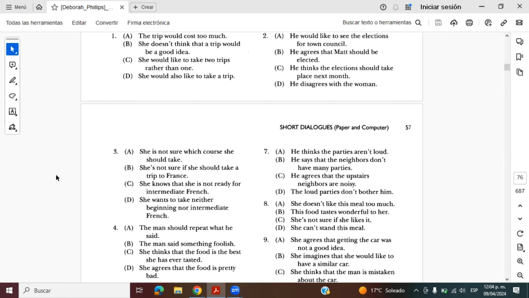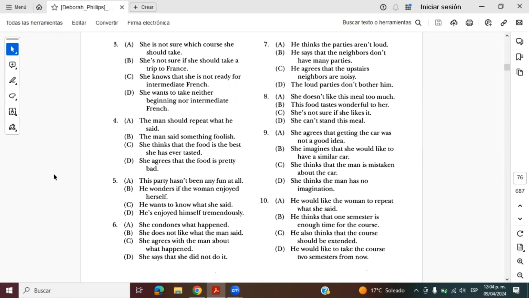Number 2. I would like to see Matt elected to the town council next month. So would I. What does the man mean? Number 3. I'm not sure if I should take beginning or intermediate French next semester. Neither am I. What does the woman mean?